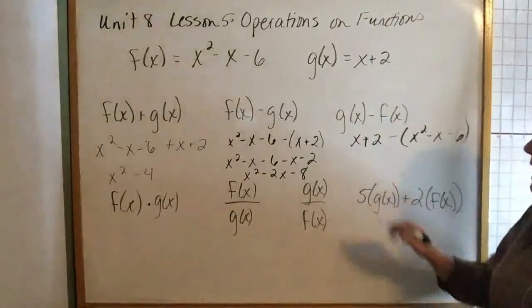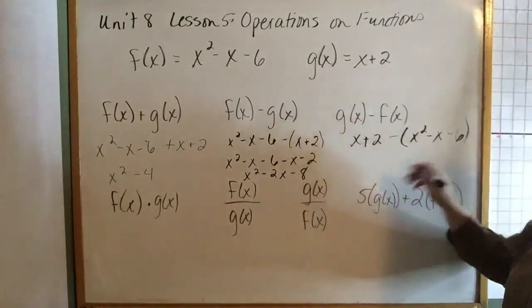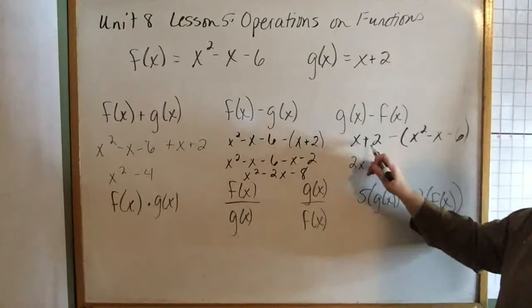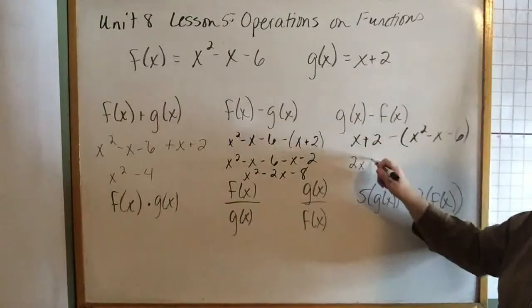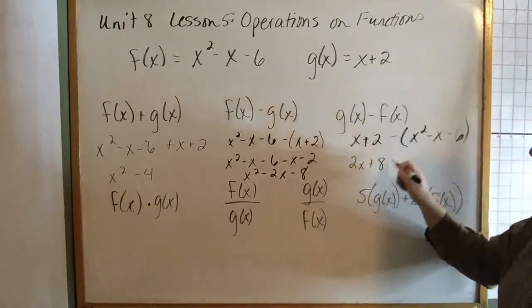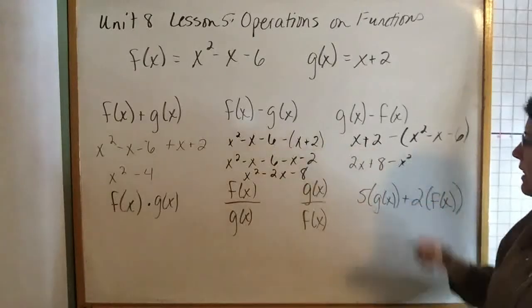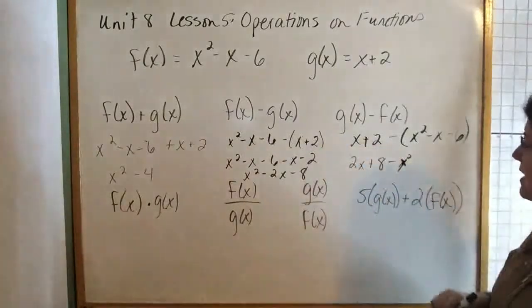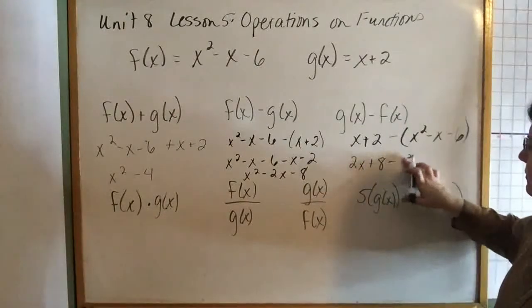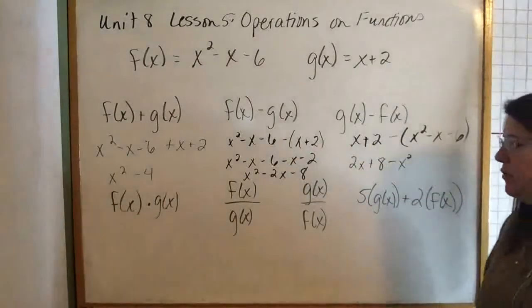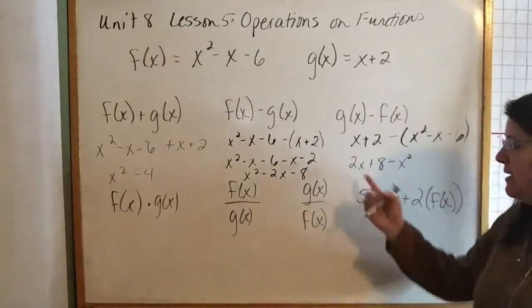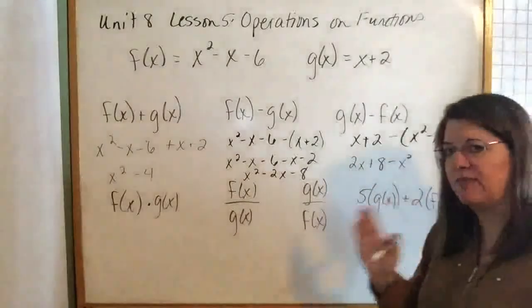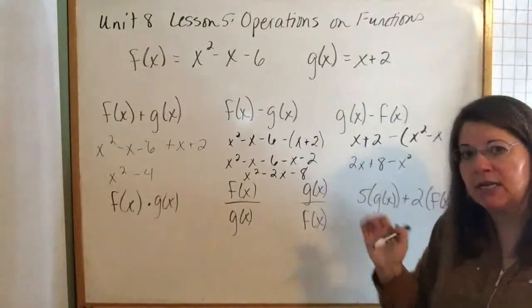And when I do that one, I have x minus negative x, which is 2x. 2 minus negative 6 is a plus 8. And then the minus x squared would be the last term of that one. You could write this one in any order. You could say that that's negative x squared plus 2x plus 8. You don't have to have it in the same order that I have it in. You just have to have the sign in front of the correct numbers.